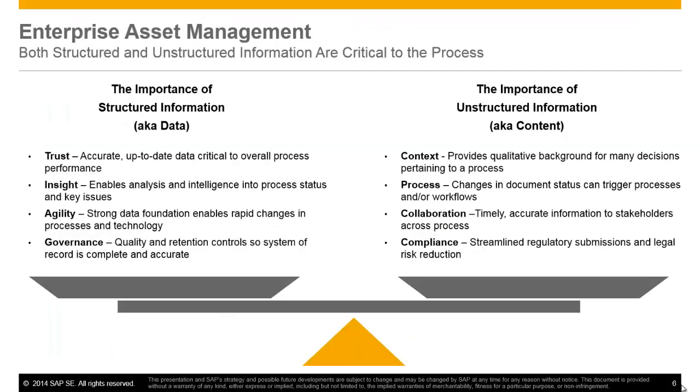And there's two real flavors to this. I think it's a very good representation on this slide to show it as a scale, because they're both critical to the process, structured and unstructured information. So what I mean by that in terms of structured information is your master data, your equipment master records, your functional locations, your MRO bill of materials, and so on.